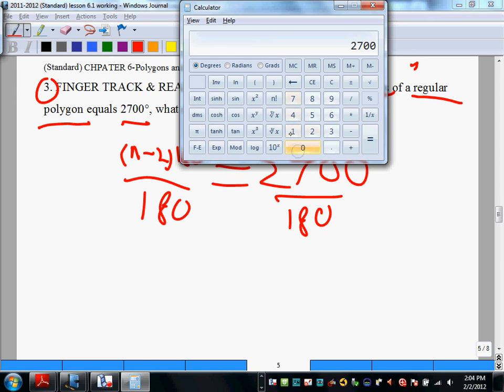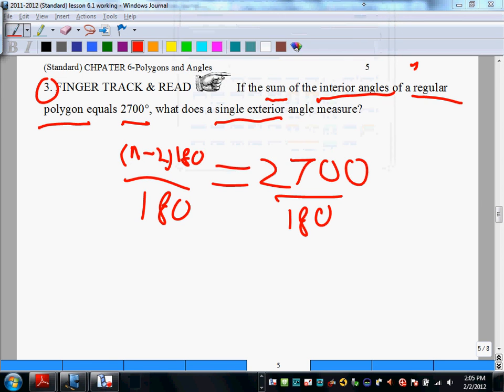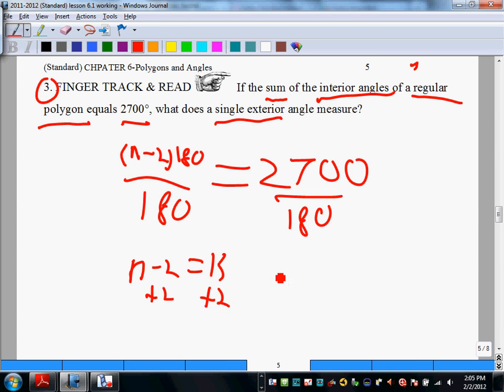Okay, 15. So what do you get? n minus 2 equals 15. Good. Add 2. n is equal to 17. Correct. Now we're not done.